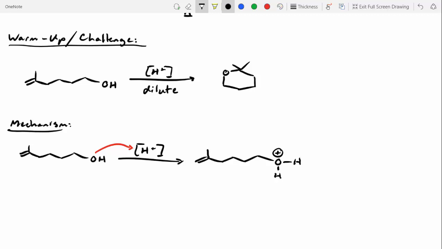What do you think will happen next? If it falls off, we'd form a primary carbocation. It's not super likely. Yeah, the double bond can attack the hydronium and steal one of those protons.